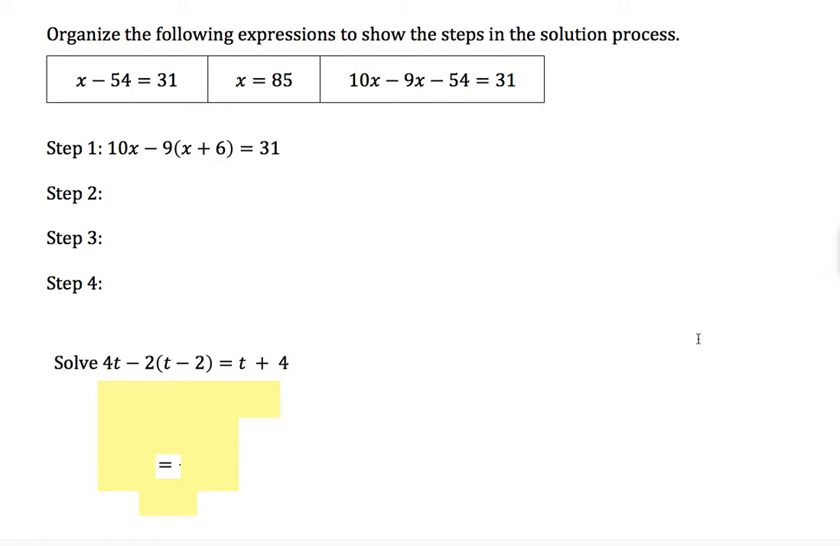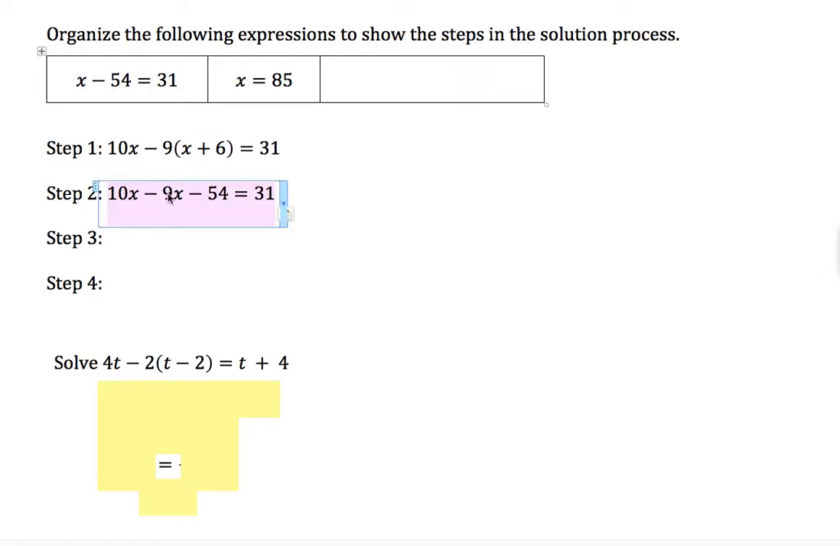All right, next set of problems. We are organizing the following expressions to show the steps in the solution process. Okay, so here's step 1. I need to figure out which of these is step 2 and step 3 and step 4. So from step 1, I need to go ahead and distribute this negative 9 through the parentheses. So it looks like that's what they did here. So this would go under step 2.